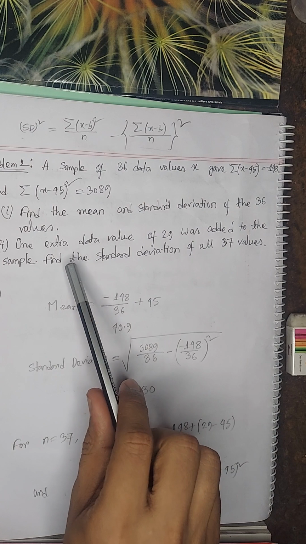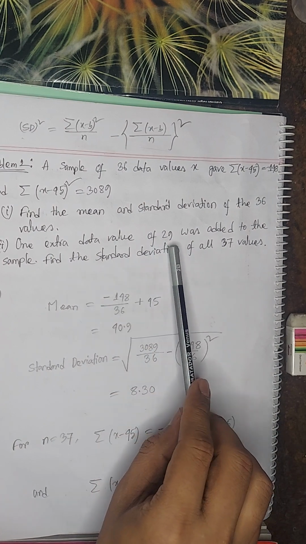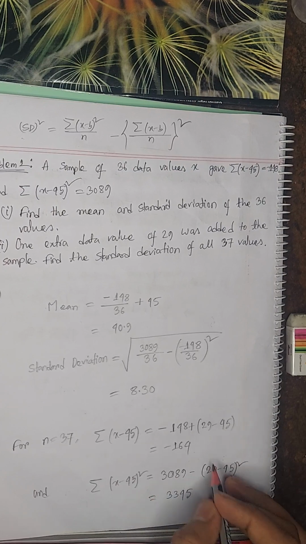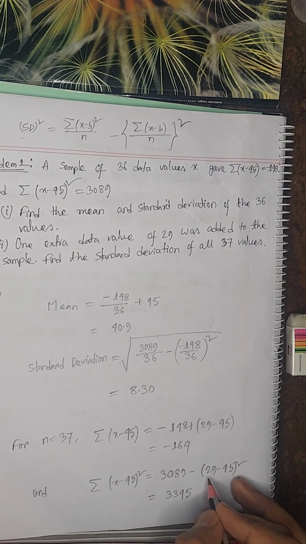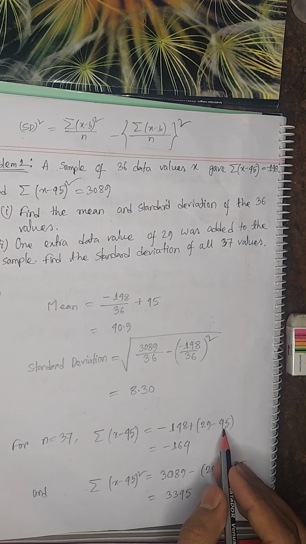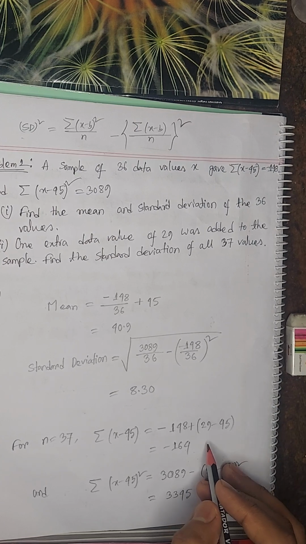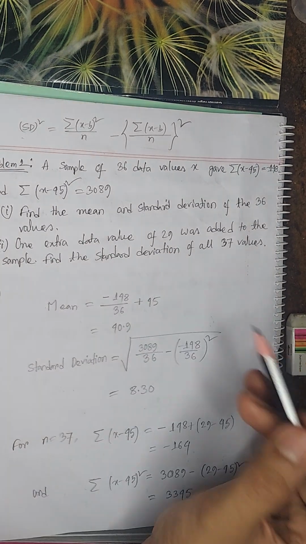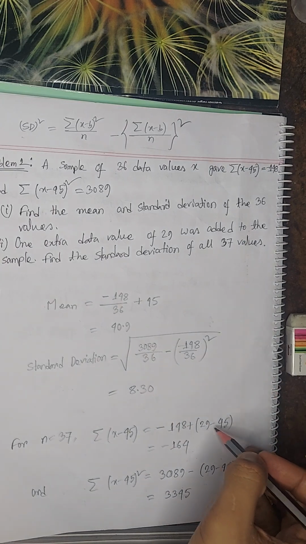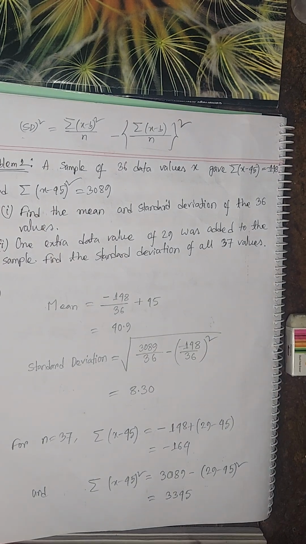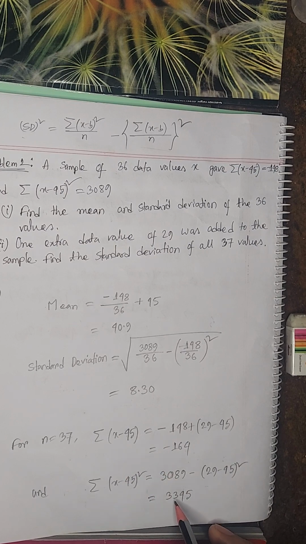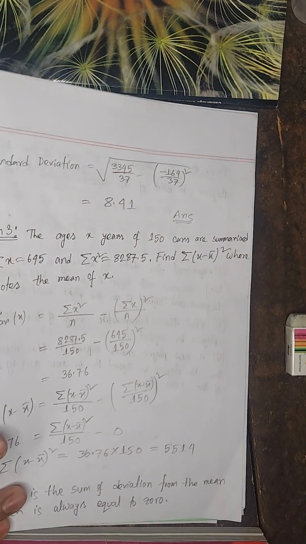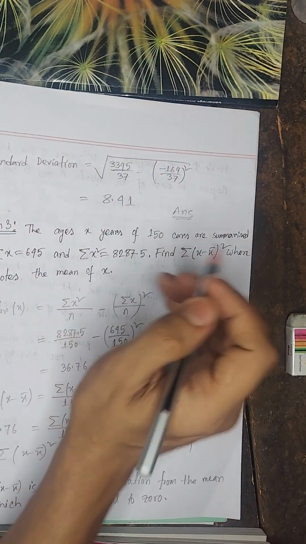And here notice that in the second part one extra data value of 29 was added. So summation of x minus 45 whole square will be 3089 plus 29 minus 45 whole square. Here we have to subtract 45 from 29, because it is coded data. So when we add the extra 29, we have to subtract 45 from 29. So here we get our required value. Now the standard deviation will be 8.41.